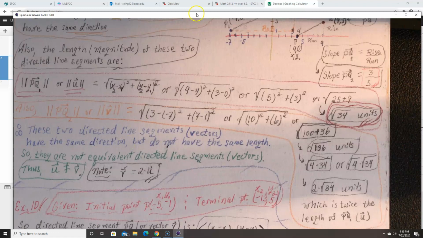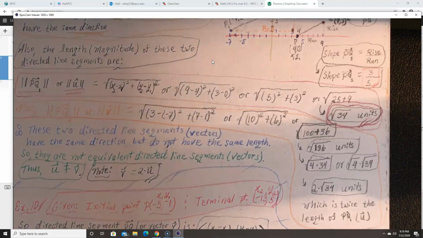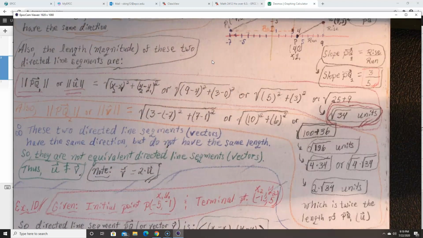slope. You're like, wait a minute, one was 6 over 10 and the other one is 3 over 5. But slope, you can reduce that fraction. 6/10 reduces to 3/5. So they are parallel directed line segments, so they do have the same direction. But they do not have the same length. So these two vectors, or directed line segments, we cannot say they are equivalent. They are not equivalent directed line segments.